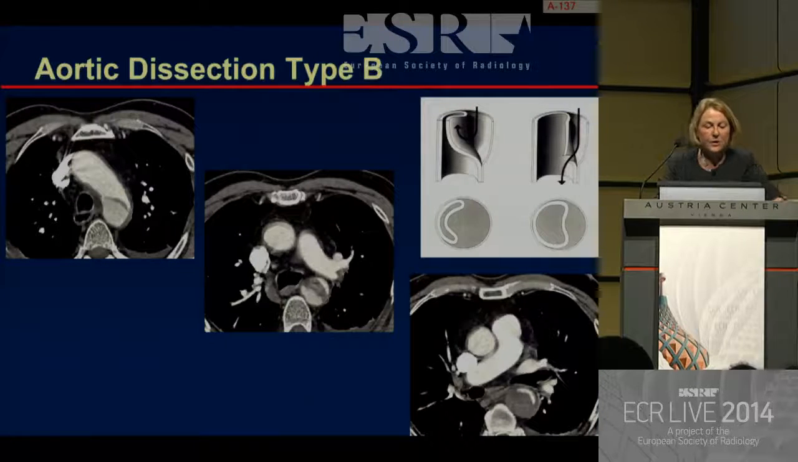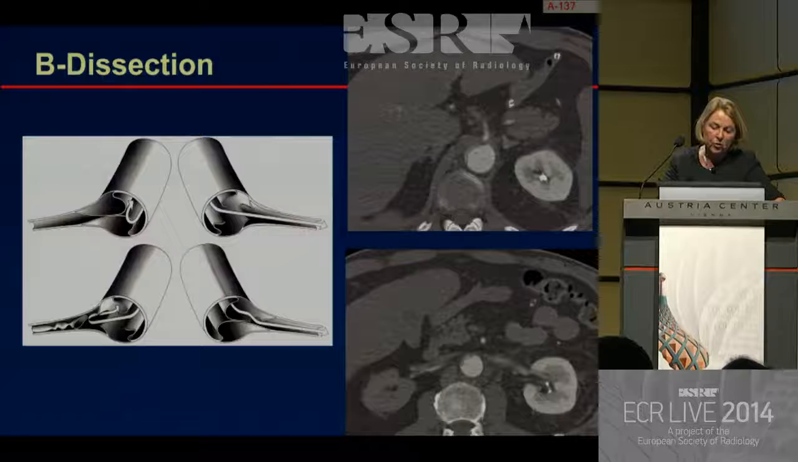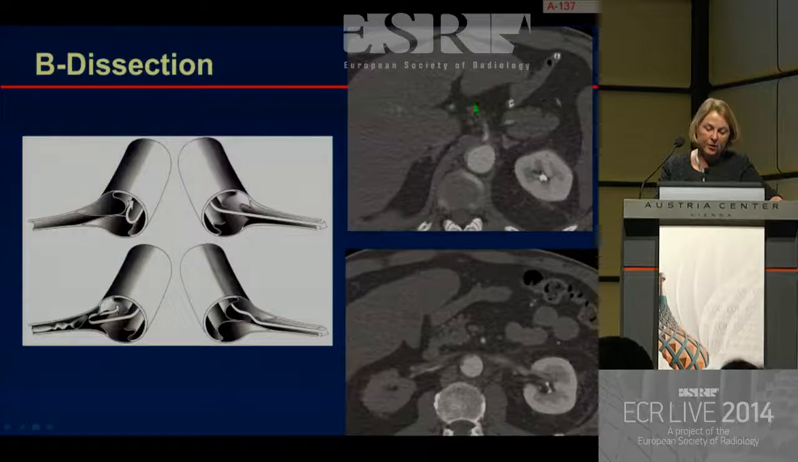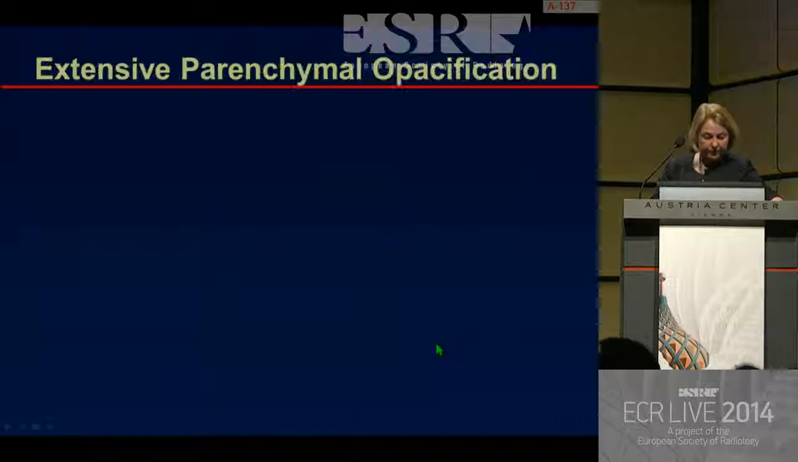Complications of an aortic dissection B, which is most of the time treated conservatively, is dependent on the fact whether there is an entry, the ratio between the true and the false lumen, and whether the true lumen is completely compressed, potentially leading to complications such as, for example, here we see that the mesenteric artery is only partially perfused over here, or the renal artery on the right side.